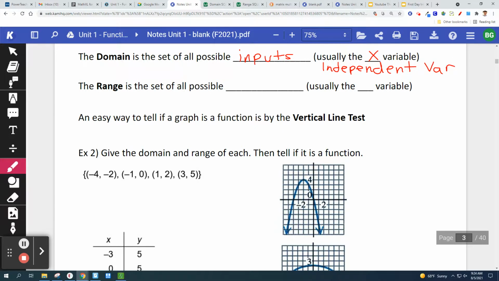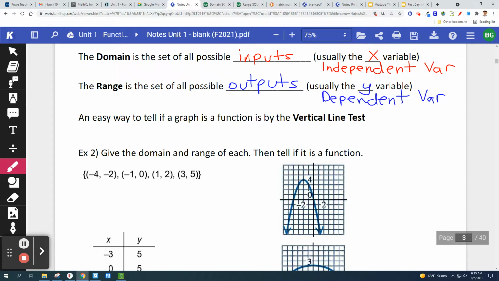The range is the set of all possible outputs. We remember the y variable, but it's not always going to be a y variable. It's whatever comes out, and that's called the dependent variable. I like to visualize yourself holding a calculator. Whatever you can possibly plug into that calculator would be the inputs. Those would be the domain. Whatever the calculator's answer spits back at you, the output, that's the range. What goes in is the domain. What goes out is the range.